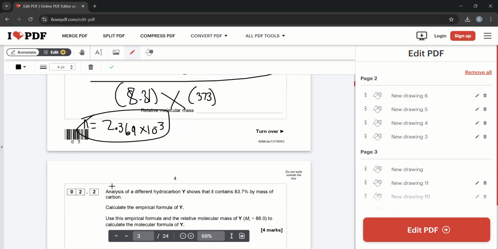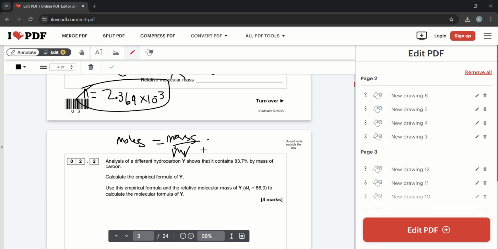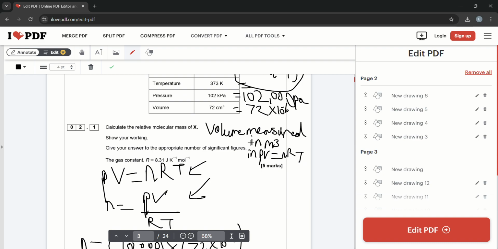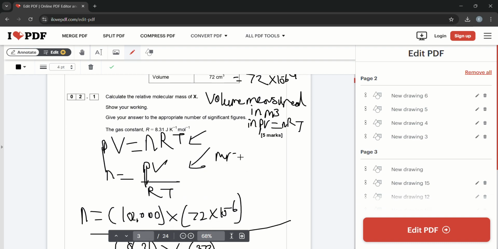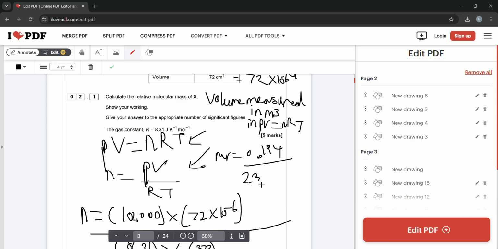Now I know moles is equal to mass over Mr. What are we trying to find? We are trying to find the molecular mass, we're trying to find the Mr. So therefore the Mr is going to be the mass divided by moles. We just rearrange it. So Mr is going to be the mass in grams, which is this. So Mr equals 0.194 divided by the moles, 2.369 times 10 to the power minus 3.